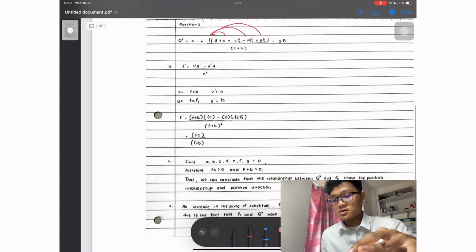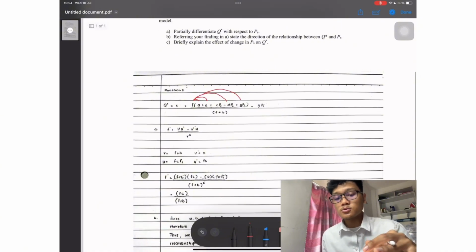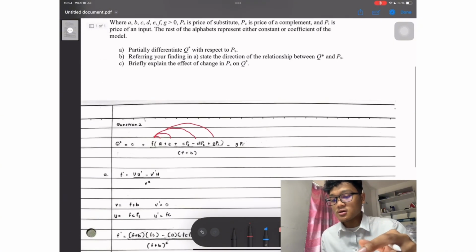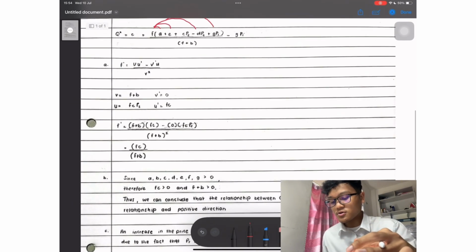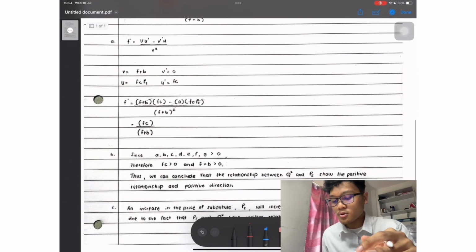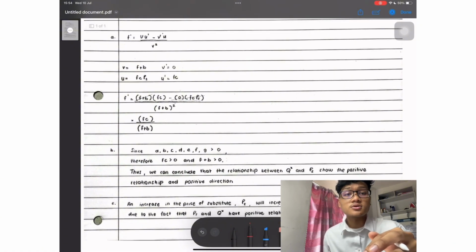Okay, so next question, referring to your findings, state the direction of the relationship between Q and PS. Since it is stated in the question that A, B, C, D, E, F, G is more than 0, we can conclude that FC and also F plus B is more than 0. Thus we can conclude that the relationship between Q and PS shows a positive relationship and also positive direction.